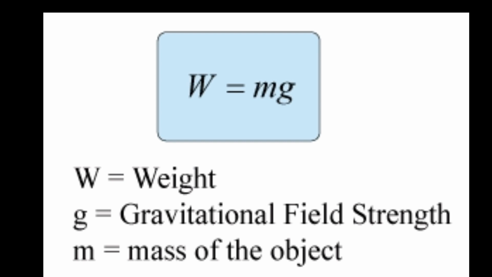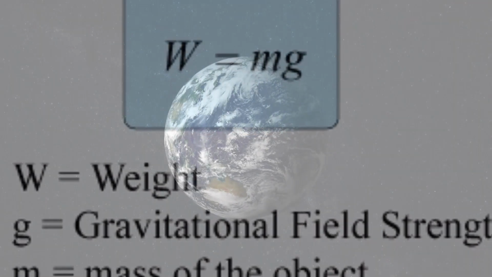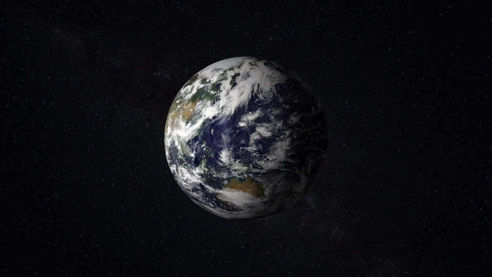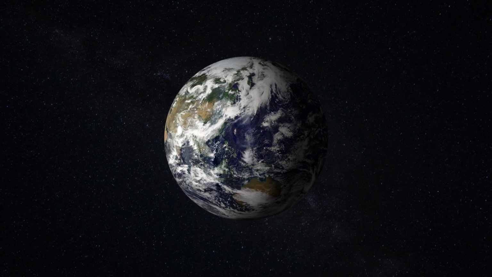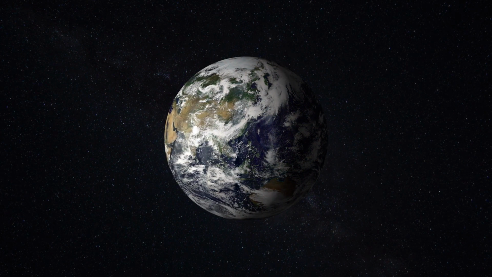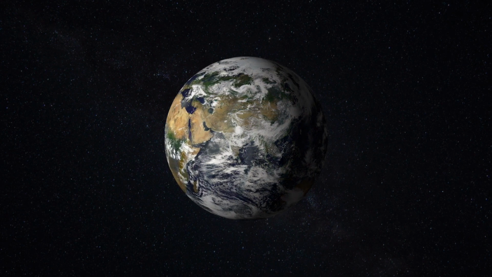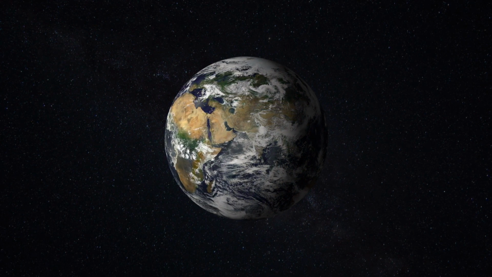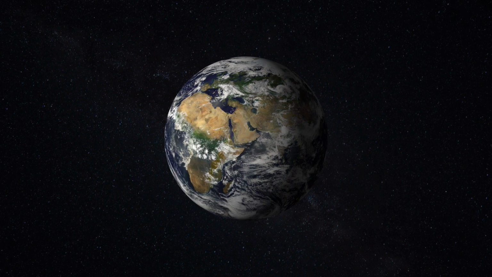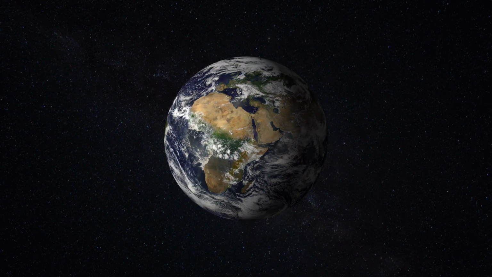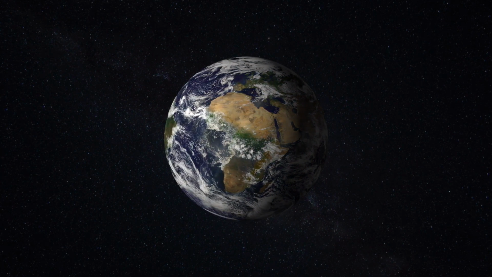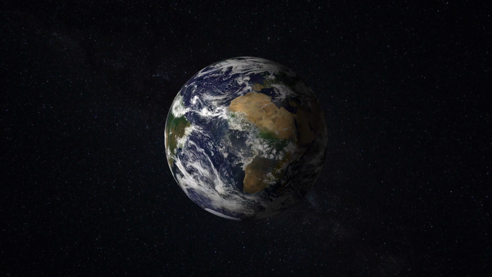It's only because we are used to dealing with conditions on the surface of Earth. When we say someone weighs 70 kilos, we really mean their mass. Their weight would be 70 times 9.8 equals 686 newtons. This force, 686 newtons, is actually what bathroom scales are measuring. They convert it into kilograms for convenience.